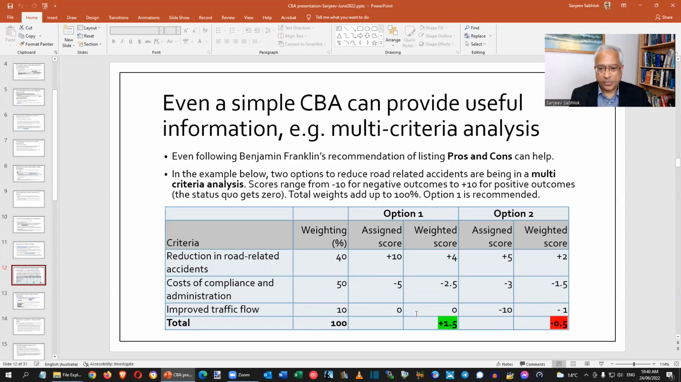It is very similar to the pros and cons model that we apply in our day-to-day life, which Benjamin Franklin introduced in writing, but this is obviously something which we have done as humanity from the very beginning.